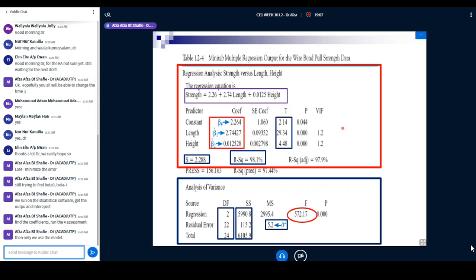So this is the multiple regression output, based on the data that we had. This was run on the many tab, if I'm not mistaken. What is of interest to us is basically to just pick up what is important in this output.